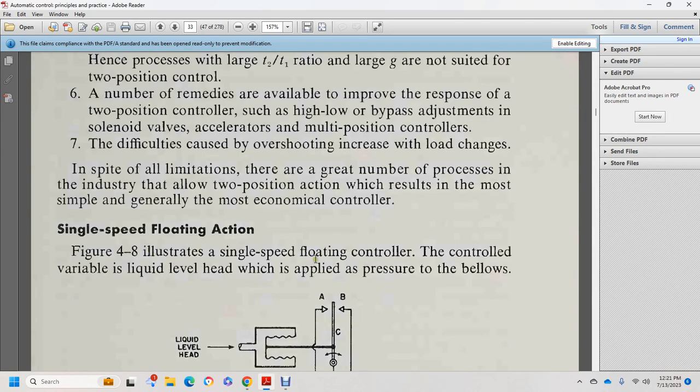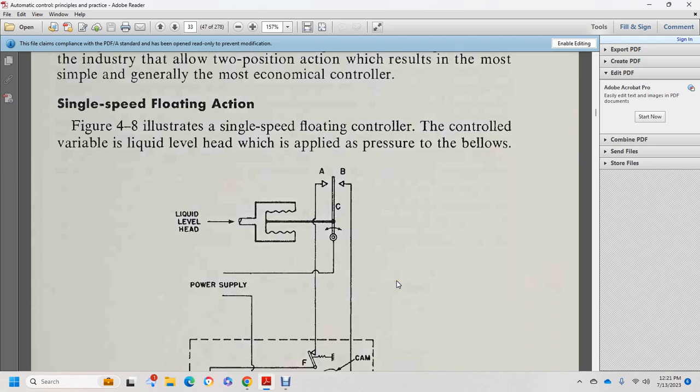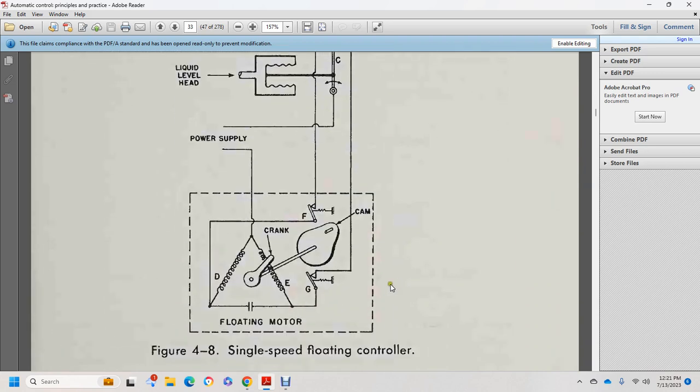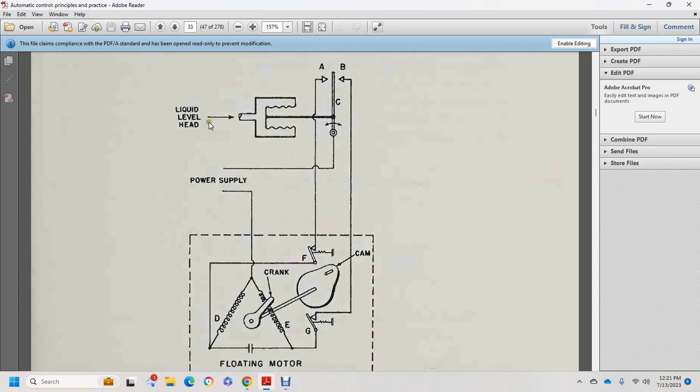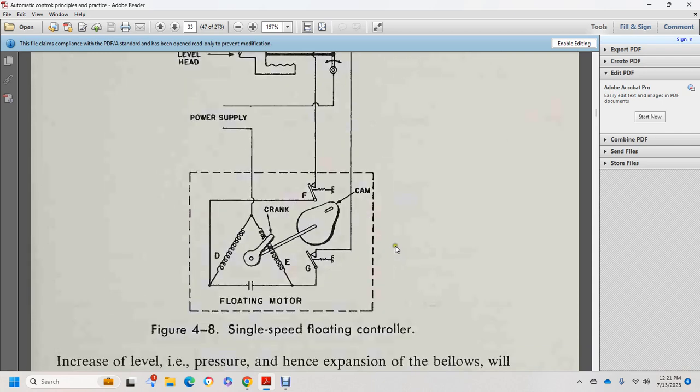Figure 4H, single speed floating action. Floating control with the variable liquid level applied with the pressure below. This shows the single speed floating action controller, with the floating motor at the bottom and up at the top of the liquid level. It also shows the cam, a crank, a capacitor, and a spring-loaded valve with its adjustment and power supply.